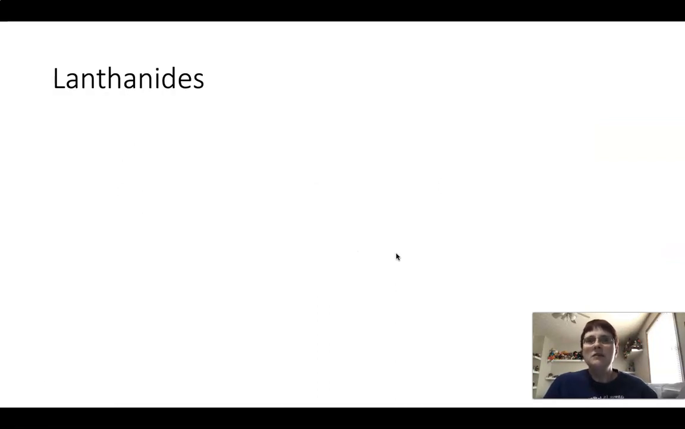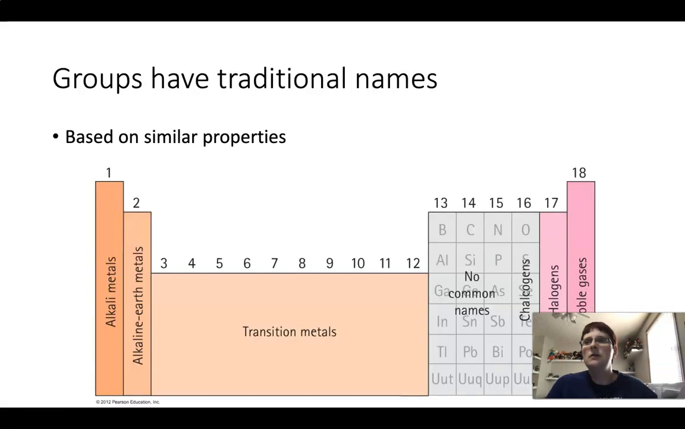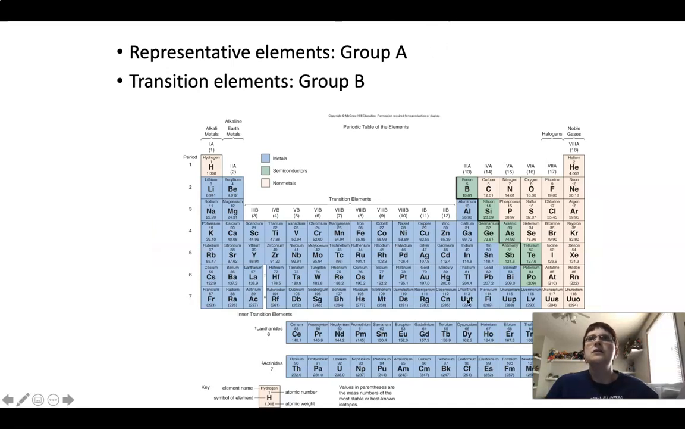There's two other special groups. They're the lanthanides. These are sixth period rare elements. So this is the little strip of guys on the periodic table. So let me zip back to the periodic table. There it is. So you can see here, this one's marked here, the lanthanides.